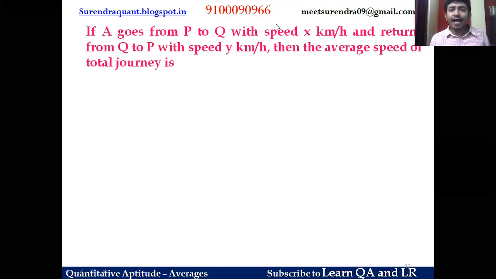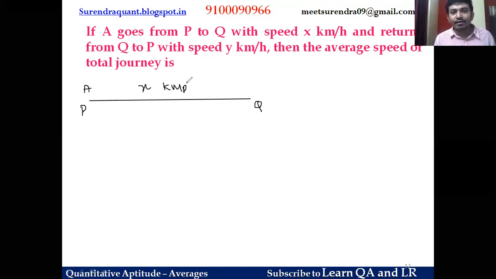Okay, now we have the concept of average in terms of time and distance as well. That is called average speed. Now let us try to understand this situation, guys. If A goes from P to Q, so let us mention the points as P and Q, the person A is moving from P to Q at the speed of x kilometers per hour, and returns from Q to P at the speed of y kilometers per hour. Then what is the average speed of the total journey?